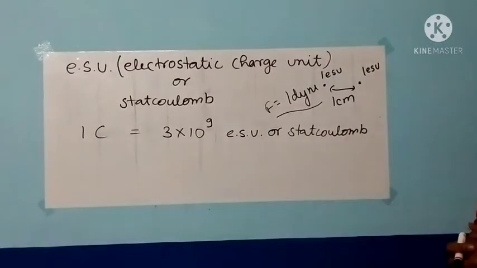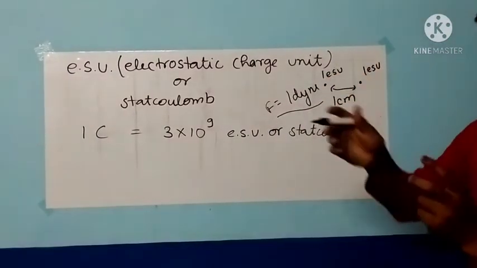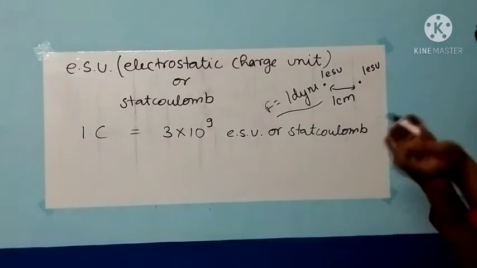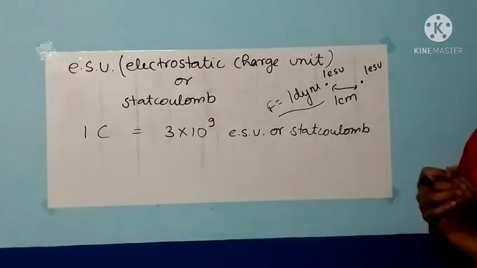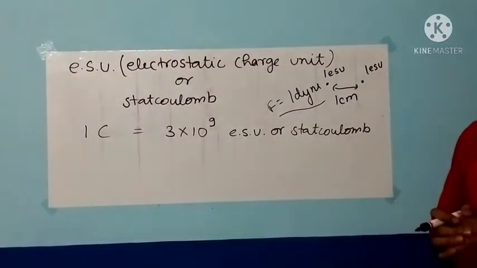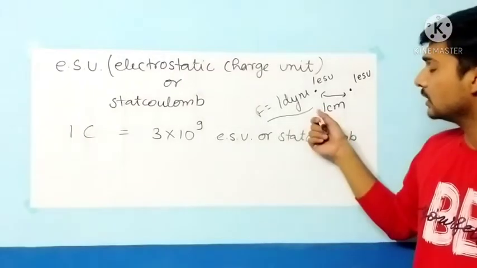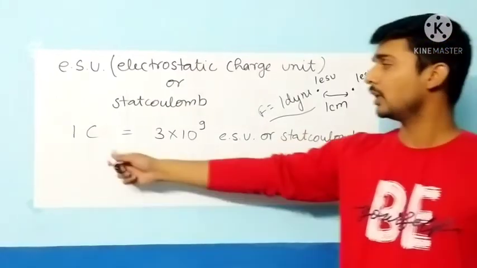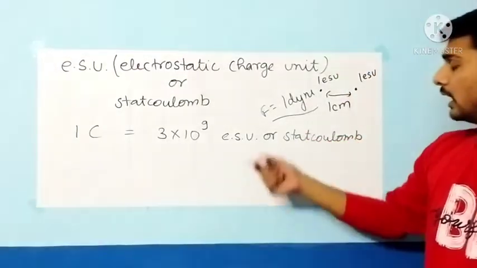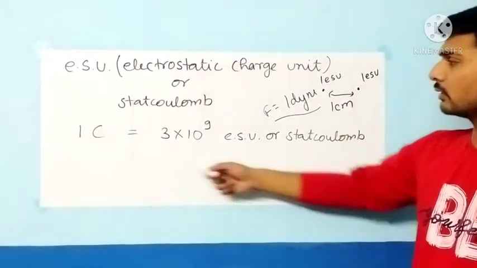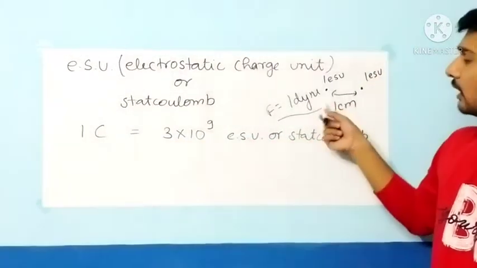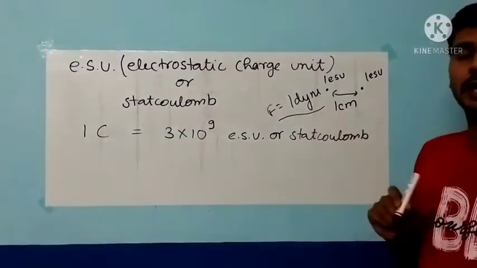In a similar way, when we take two charges of 1 coulomb and keep them 1 meter apart, they generate 9 into 10 to the power 9 Newton of force. From here you can find the relation between 1 coulomb of charge and 1 ESU of charge. You can find this value if you take these values and solve. So do it by yourself.